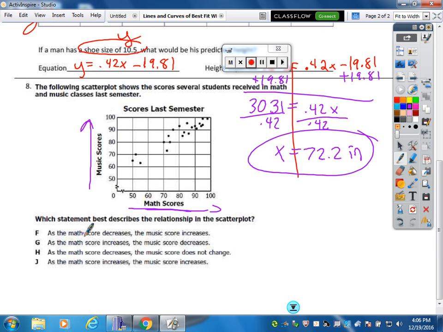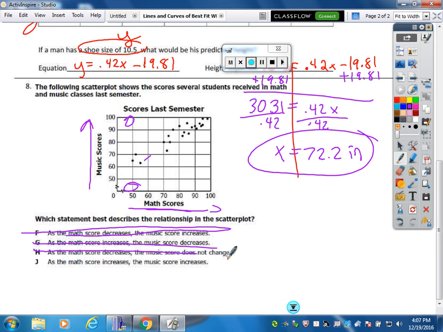As math score decreases, so we're talking about like right here, the music score increases. So if that's true, then at around here it should be way up there. So that can't be true. As the math score increases, the music score decreases. So as you have a better math score, your music score is lower? No, that's really high, so that's not true. As the math score decreases, the music score does not change. Well, that's definitely changing. It has a positive trend here.